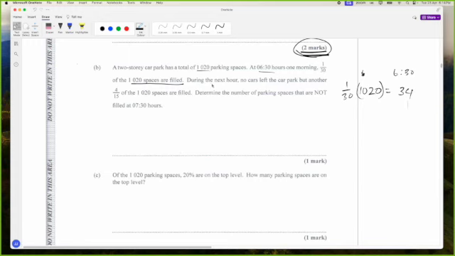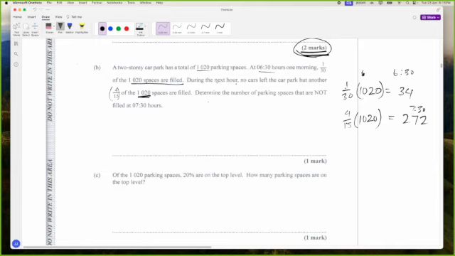During the next hour, no cars left, but another 4/15th of this. So not the remaining. A lot of people might want to minus, no, 4 over 15 of this. Now, if you notice, these are the same fractions from the question before. So you could say that this plus this is 9 over 30, if you remember the question before. So 4 over 15 multiplied by 1020 is 272. And this is at 7:30.